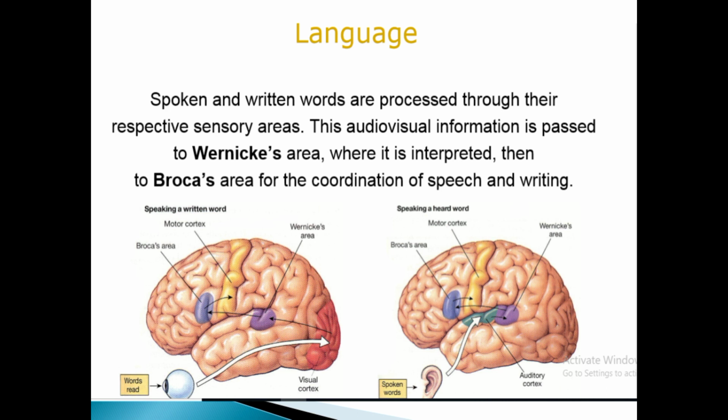So here, the spoken and the written words. Spoken words means you are hearing them, through the temporal lobe. Then written words enter through your visual input, the occipital lobe, going to the sensory area. This audio-visual information is passed to Wernicke's area. Like Broca's area, which is for speech, there is also a Wernicke's area.